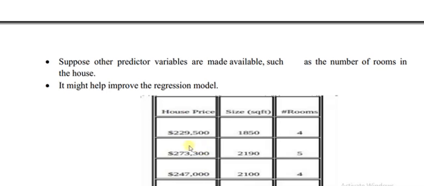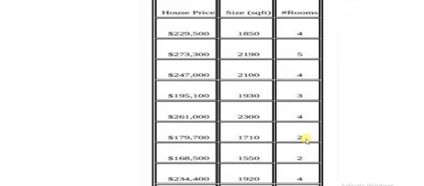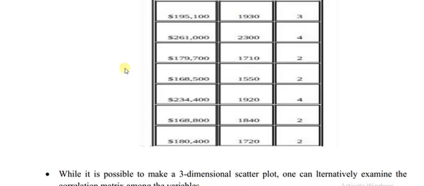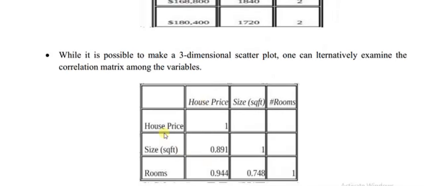So the given data set is modified and one more feature is added, that is rooms. House price and size are the same. The next column that is added is the rooms, so 4, 5, 3, 2 are the number of rooms added to the given data set. While it is possible to make a three-dimensional scatter plot, we can iteratively examine the correlation matrix among the variables.